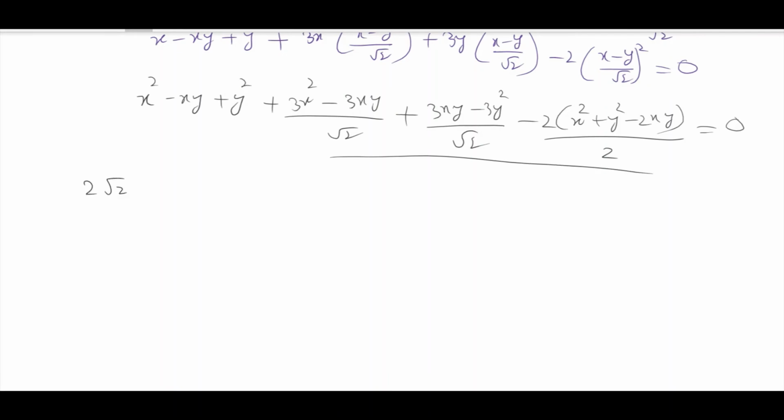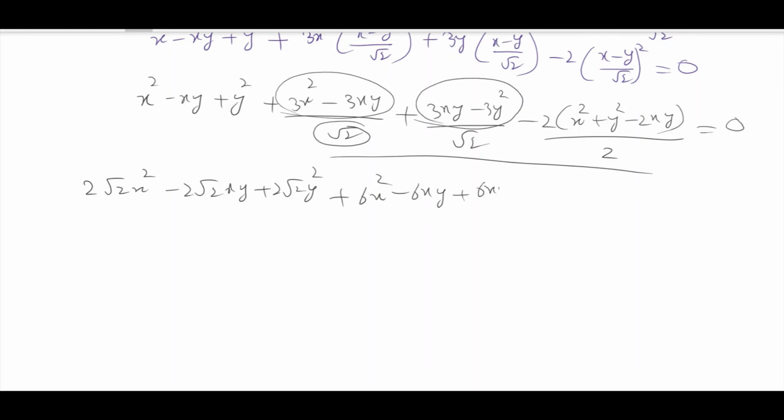So 2 root 2 x square minus 2 root 2 xy plus 2 root 2 y square plus, so here I have root 2, then multiply 2 for this, so 6x square minus 6xy plus, so multiply 2 again here, 6xy minus 6y square minus, I have 2 here, so multiply root 2 for this, 2 root 2 x square minus 2 root 2 y square minus 2 root 2 into minus 2 is plus 8 root 2 xy equals to 0.